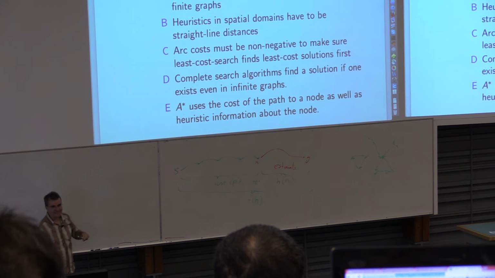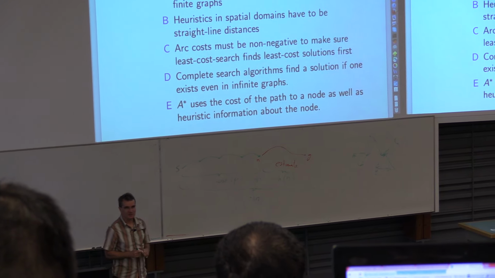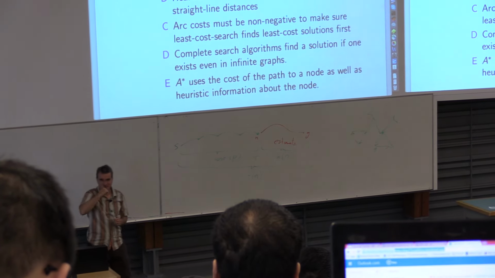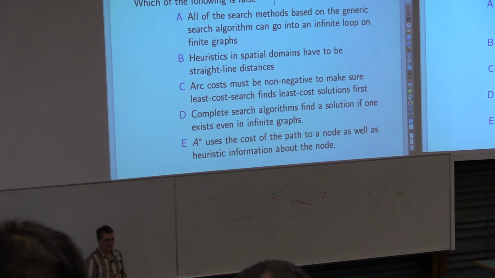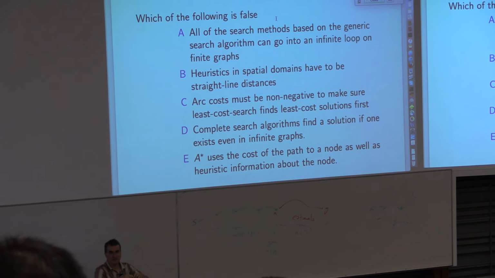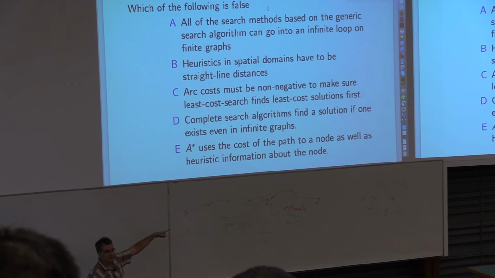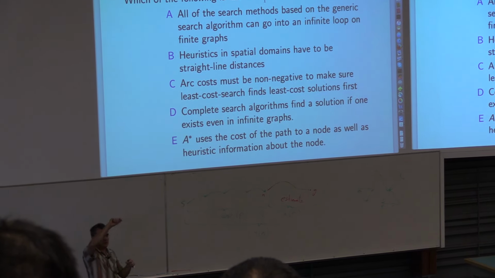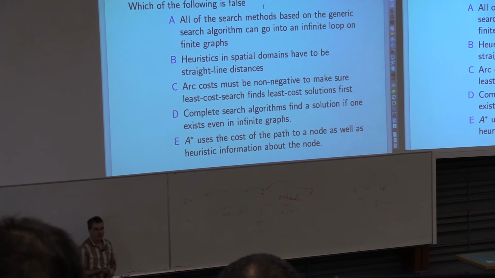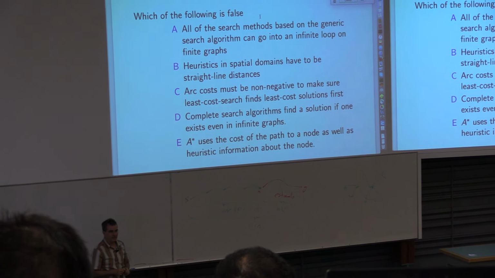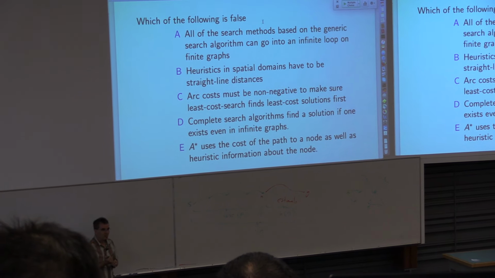But B is obviously wrong. They don't have to be straight line distances. You can use all sorts of things. You can use highway distances. You can use all sorts of heuristics. A good heuristic in spatial domains, particularly for driving, is to assume you want to get to a highway and see, if I traveled all the time on a highway, what would the slowest time be? What would the fastest time be? And then you can do the straight line distance as well.